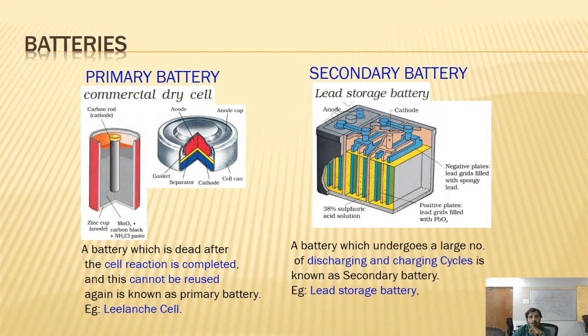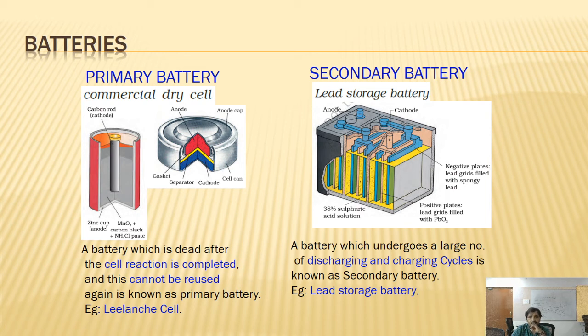The primary battery, which is dead after the cell reaction is completed and cannot be reused again, is known as a primary battery. Example, Leclanché cell. That is the batteries which are used in toys and watches, considered to be primary batteries, because that type of batteries we are not using again and again. Okay.